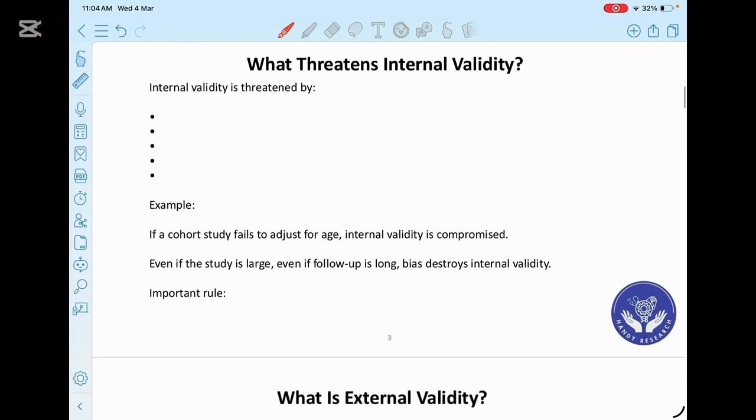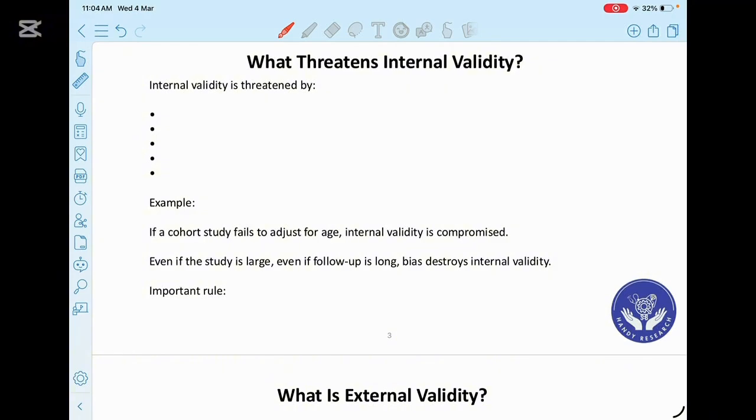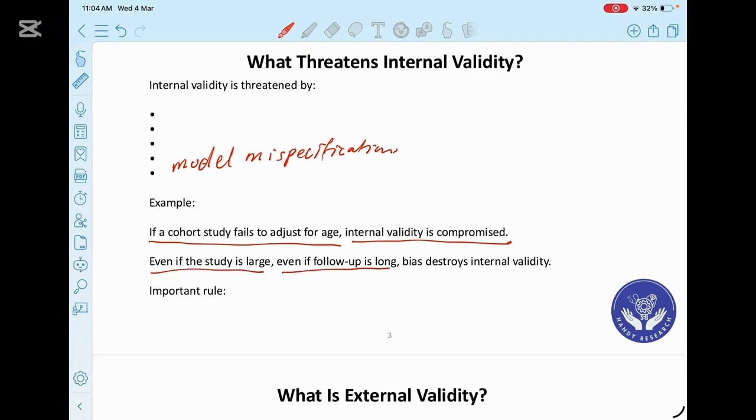So what threatens internal validity? It is threatened by confounding, selection bias, information bias, measurement error, and model misspecification. For example, if a cohort study fails to adjust for age, internal validity is compromised. Even if the study is large, even if follow-up is long, bias destroys internal validity.